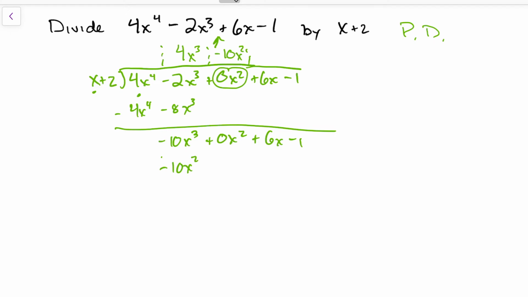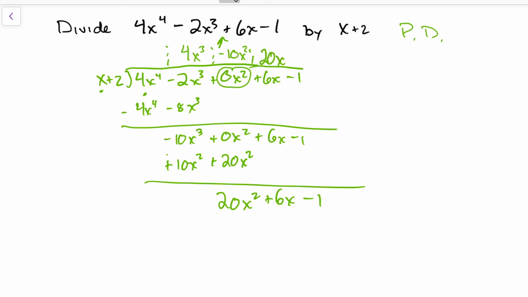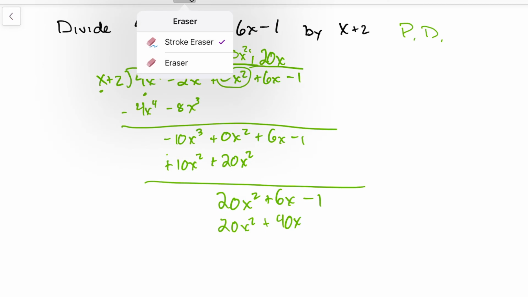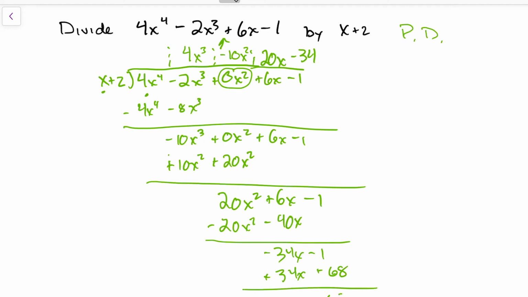Negative 10x squared. Negative 10x squared times 2 is going to be negative 20x squared. Right? Again, I want to subtract, which is the same as switching my signs, and I'll bring everything combined. So this is 20x squared plus 6x minus 1. How do I get x to 20x squared? I multiply by 20x. 20x squared plus 40x, right? And I'm going to want to switch my signs. So minus, minus. I get negative 34x minus 1. And I'm going to multiply by negative 34. So I get negative 34x minus 68. I switch my signs, and I'll bring it down. I get 67.